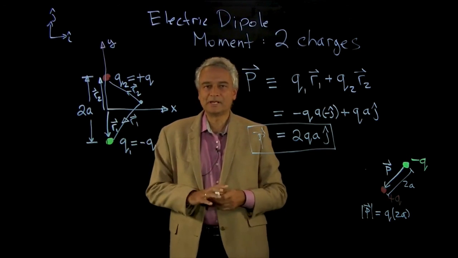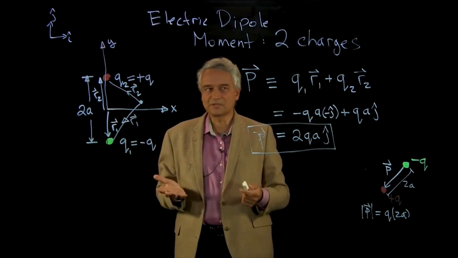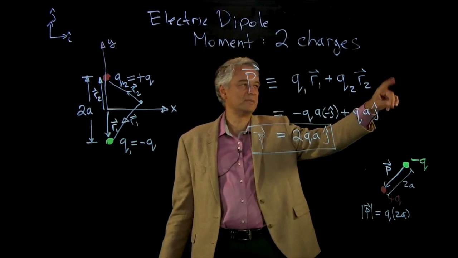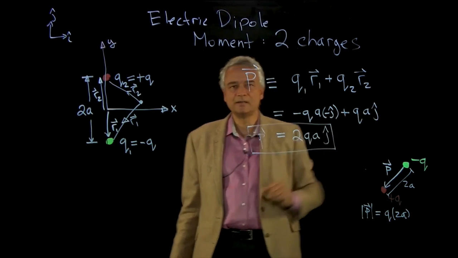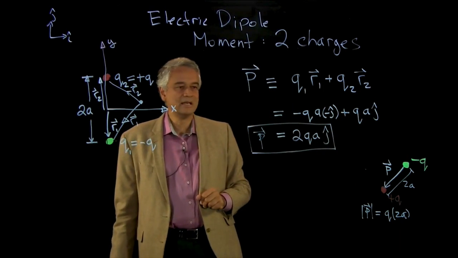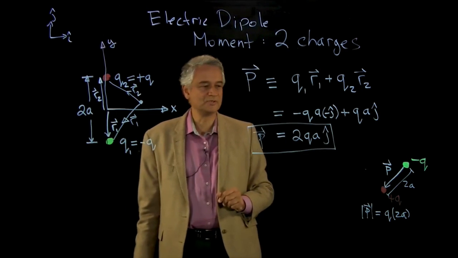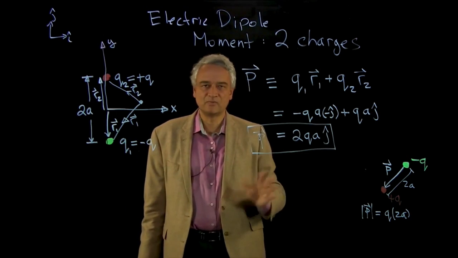So the electric dipole moment can be defined for configurations with more charges. This definition generalizes. You will have Q3 R3 plus Q4 R4 and so on, and you'll see that next. But this is the simplest case with which to introduce this definition, and so for today we will stop here.